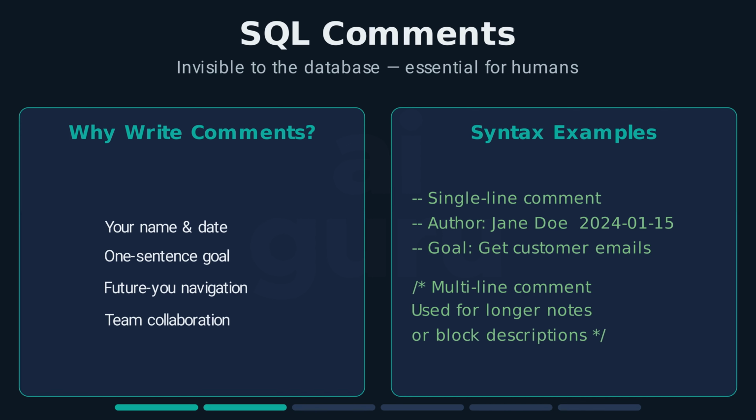Wait, if the database ignores it, why are we bothering to write it? For the humans. I mean, a comment is just a plain English sentence explaining your logic. You drop in your name, the date, and that one-sentence summary from our checklist. Oh, I see. We do this because it saves future you, or whatever poor coworker inherits your file 6 months from now, from having to reverse engineer your entire thought process. Oh man, I have definitely been that poor coworker trying to untangle someone else's messy spreadsheet. Right. Leaving a breadcrumb trail is just common courtesy at that point.